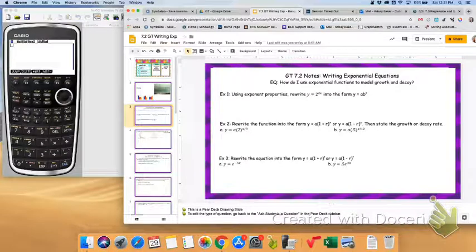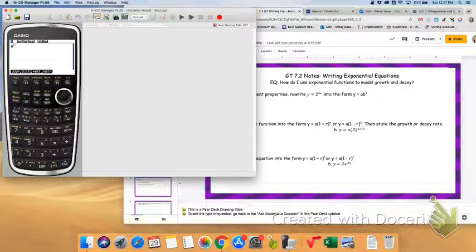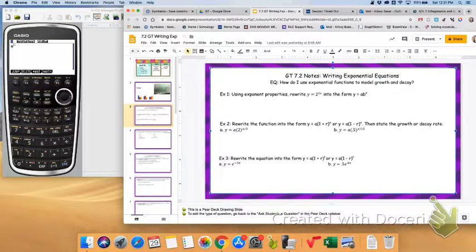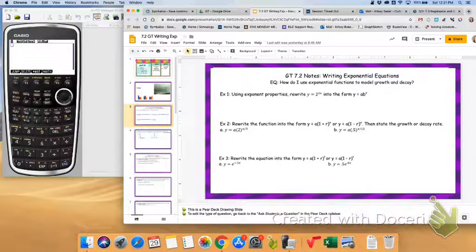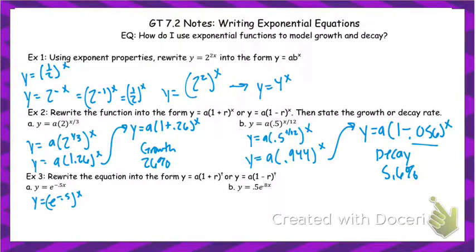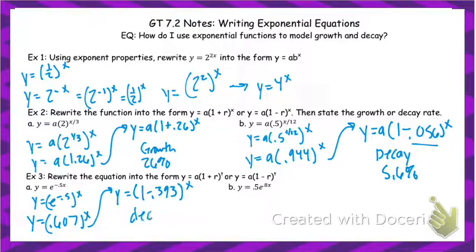So we're going to do shift e, and we're raising that to the negative 0.5. So that gives me that rate. So I can rewrite this now as 0.607 to the x. So I can do 1 minus 0.393 to the x. So again, we're showing decay, and we're showing decay by a rate of 39.3%.